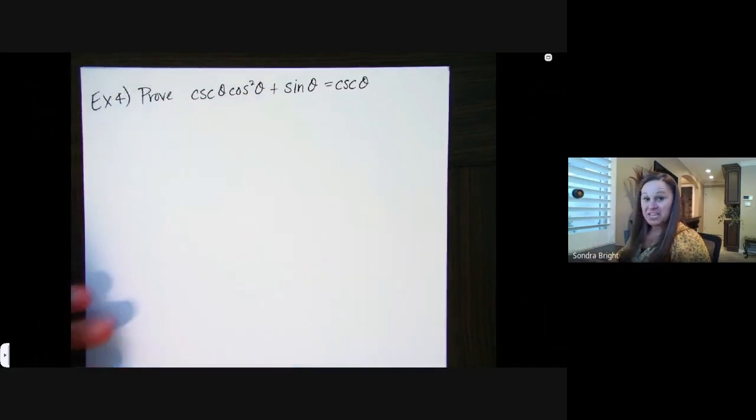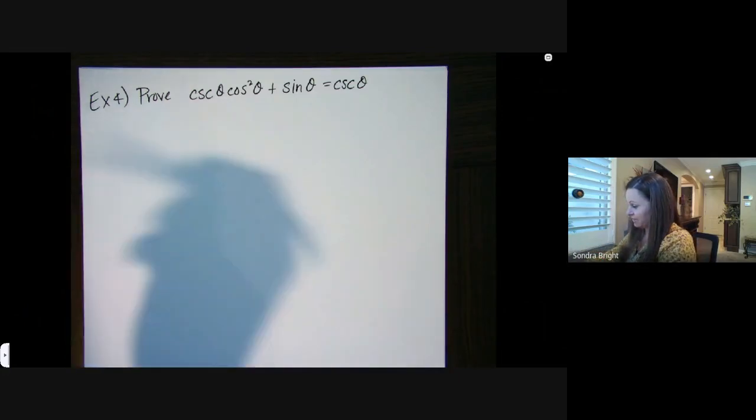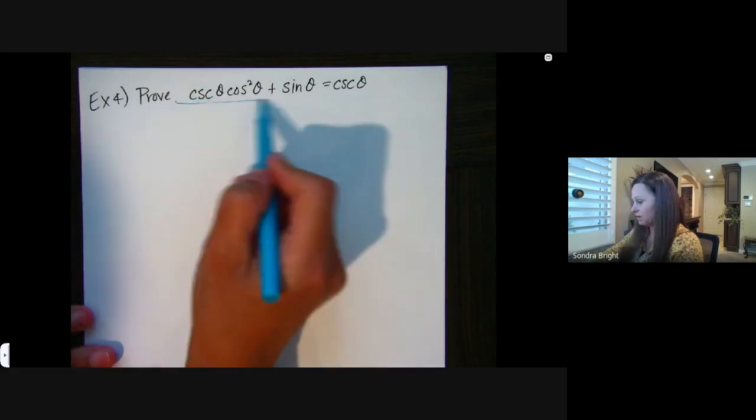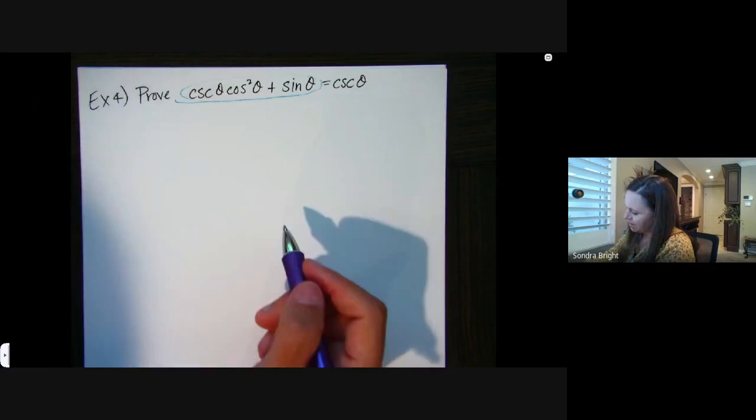All right, which side looks more complicated? Well, I don't know about you, but I think this one's an obvious one. Some of the other ones may not have been obvious, but this one, definitely. The left-hand side is definitely more complicated looking. And so I'll start with this guy.